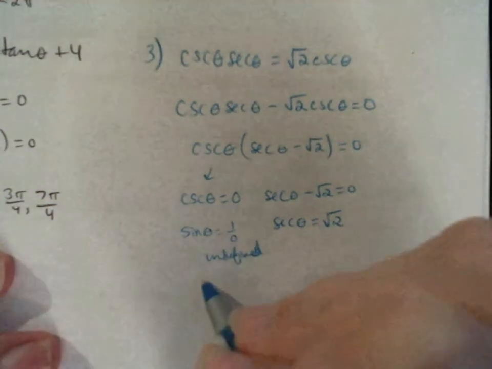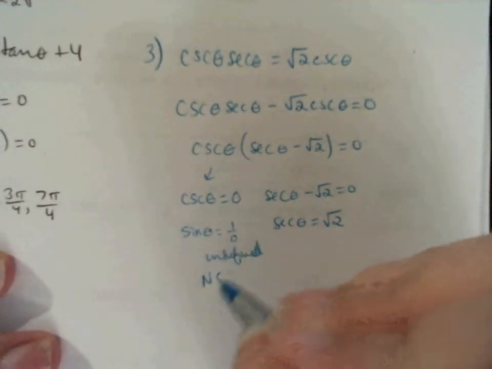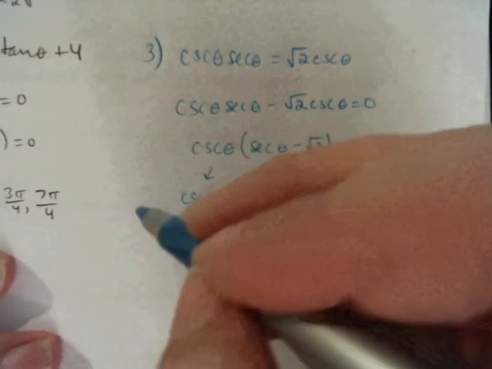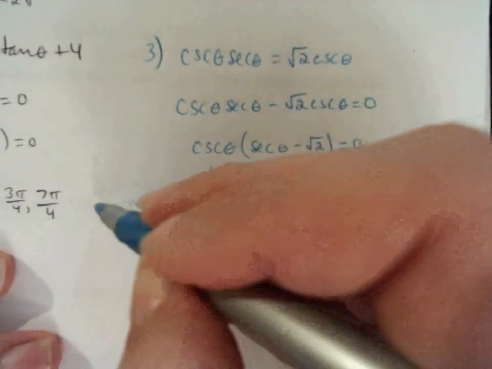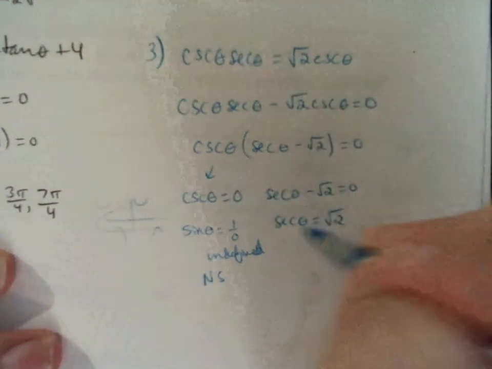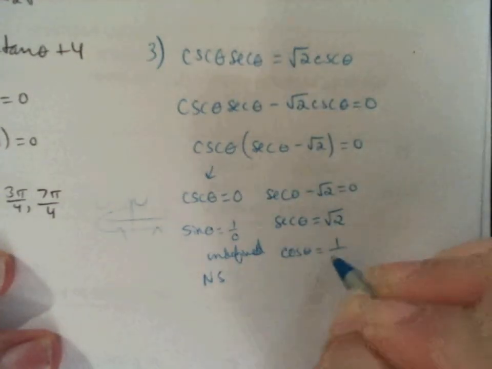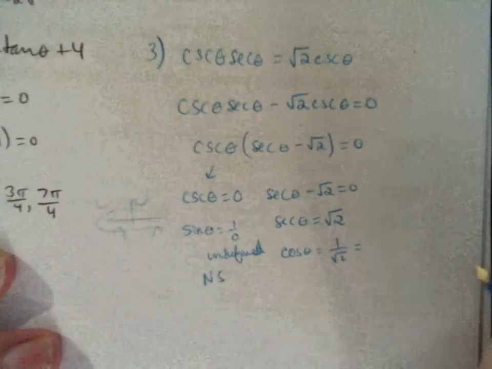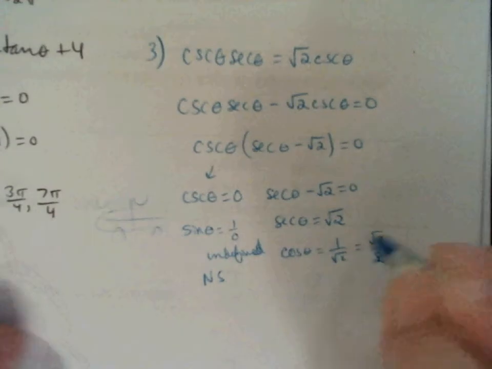So this has no solution to this part of the problem, okay? Cosecant will never equal 0, and if you remember the cosecant wave, it looks like this. It never hits the x-axis, so cosecant's never 0. Now, secant equaling the square root of 2 means cosine equals 1 over the square root of 2, and that rationalized is square root of 2 over 2.